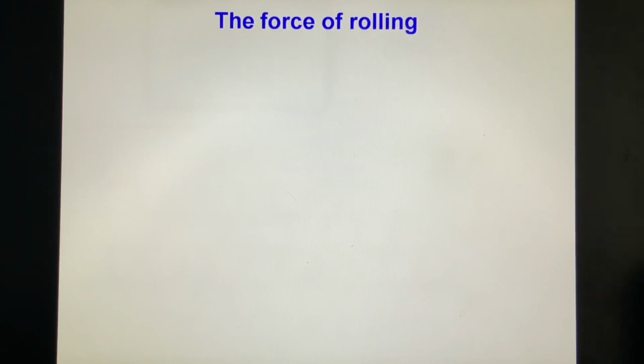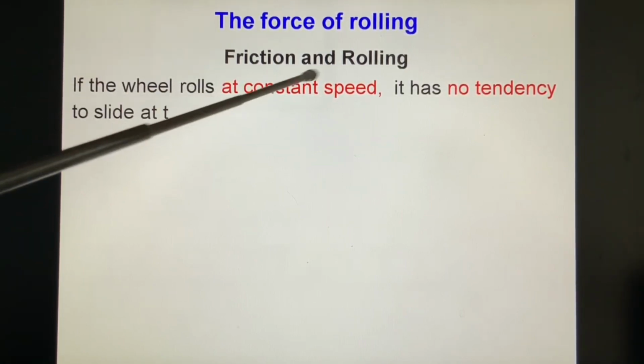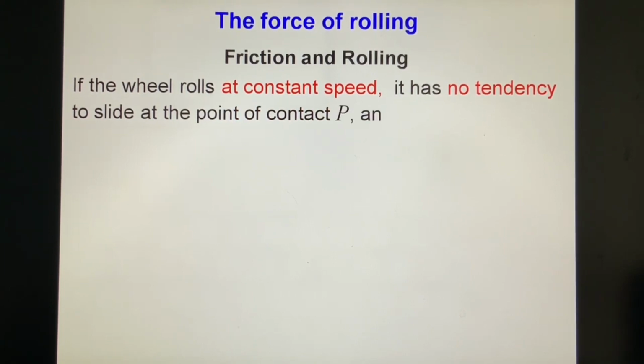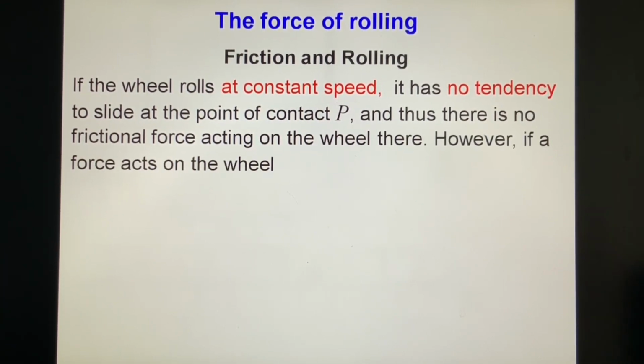The force of rolling: friction and rolling. For rolling, you must have friction. If the wheel rolls at constant speed and it has no tendency to slide at the point of contact P, then there's no frictional force acting on the wheel there.